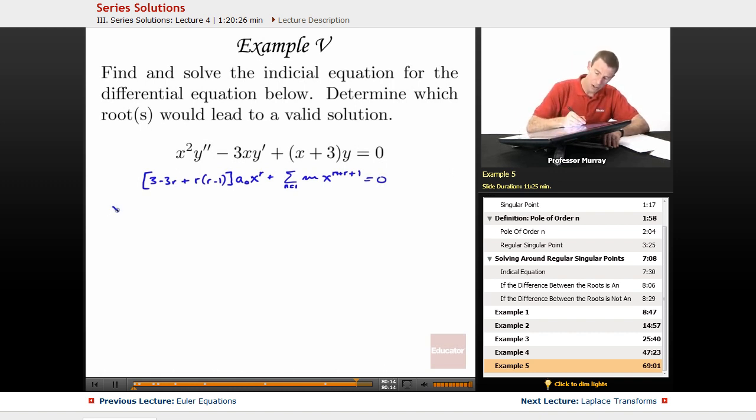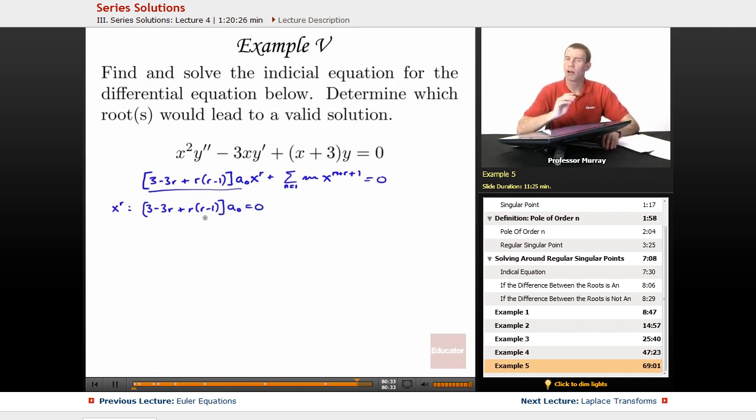So the x to the r term tells us that its coefficient must be 0. That is, 3 minus 3r plus r times r minus 1, all times a naught, is equal to 0. Now remember, an assumption we made for all of these regular singular points was that a naught is not equal to 0. So we always assume that a naught is not equal to 0. That means that the other part here must be 0.